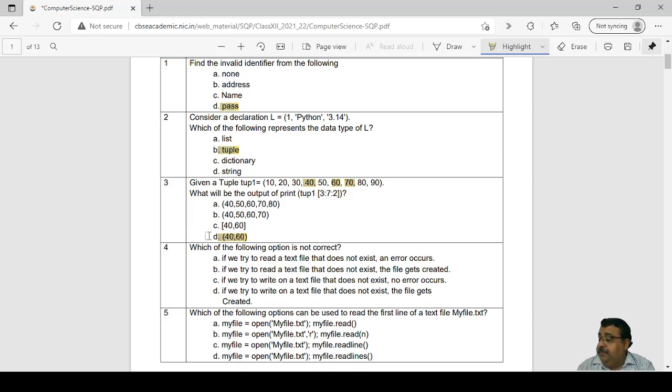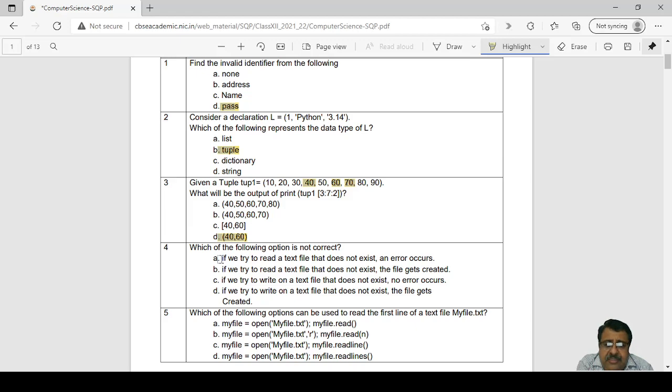Question number 4. Which of the following options is incorrect? Is not correct. Please be very careful in these kind of questions. Okay, sometimes in a hurry we will read it as is correct. Moreover, we should have a tendency to read all the options.